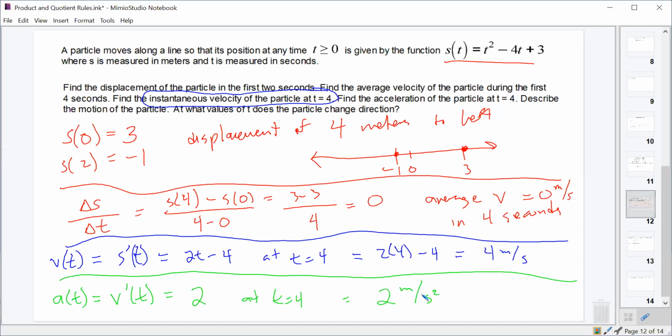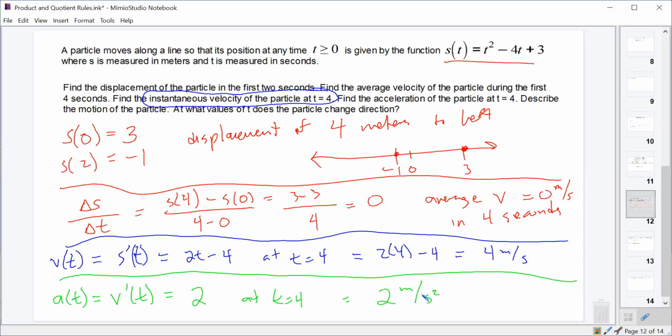This particle has a constant acceleration, whether we were talking about at t equals 0, t equals 1, t equals 1,000. This particle has a constant acceleration of 2 meters per second squared. Okay. Everybody good with that? Good. All right.